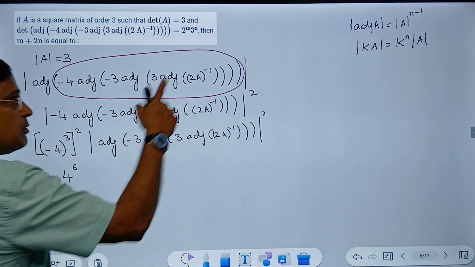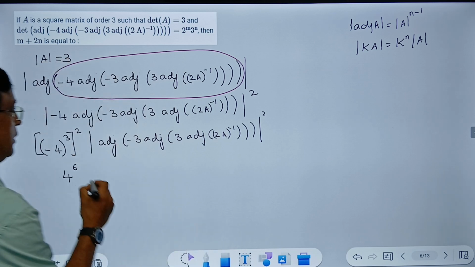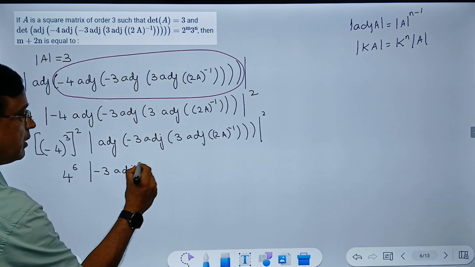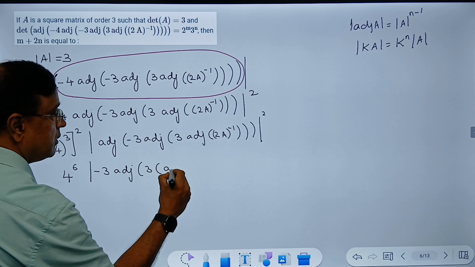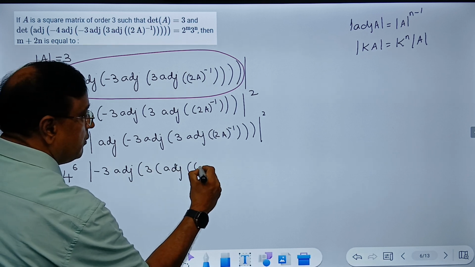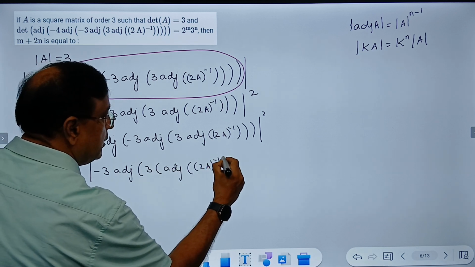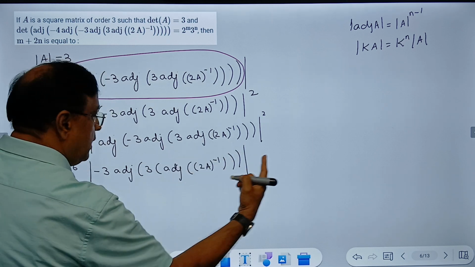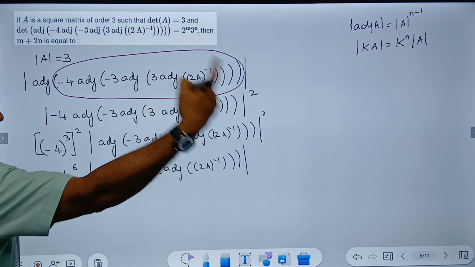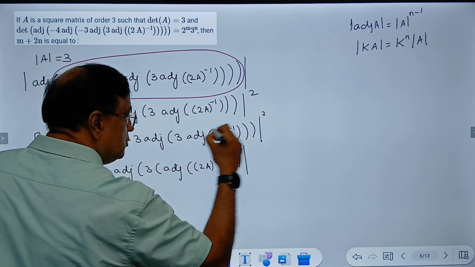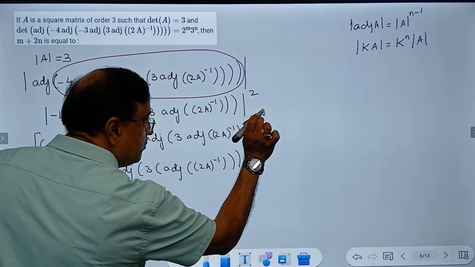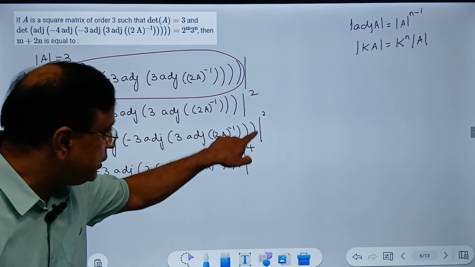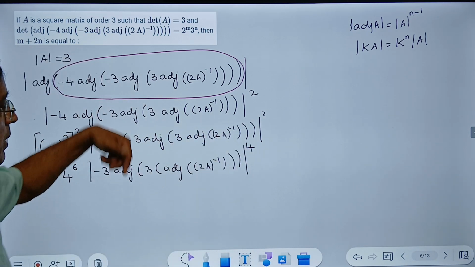Now again I use that property. What is determinant of adjoint of A? It is determinant of A, we have to concentrate, okay? Whole square. Determinant A power n minus 1. Already there is a 2. One more 2 will add, it will become 4. Is it clear? Determinant of adjoint of A is determinant A to the power of n minus 1.